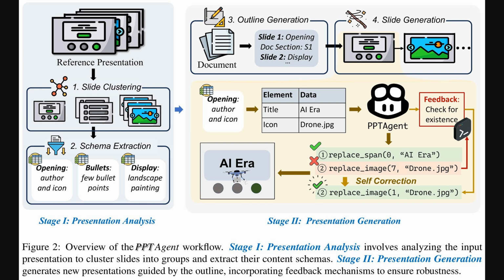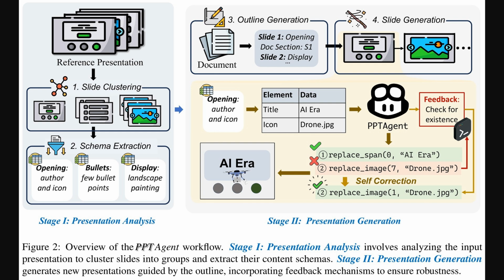Then, it performs schema extraction. A schema, in this context, is like a blueprint or a defined structure for each type of slide, figuring out what kinds of elements, like text or images, typically go where. Then, we move to stage 2, presentation generation.